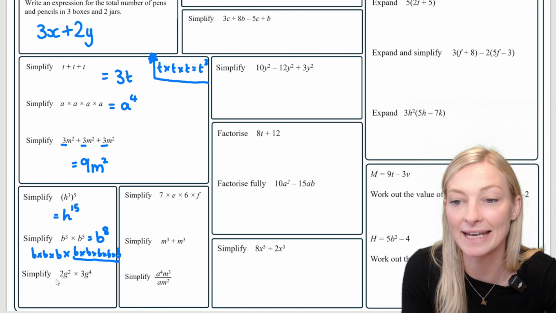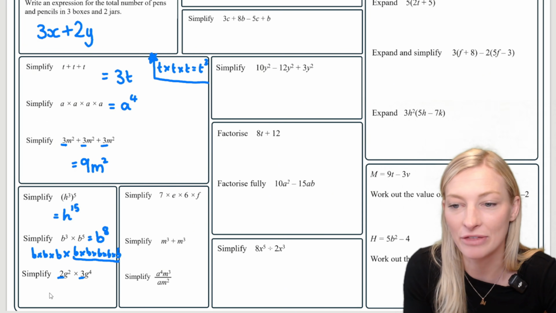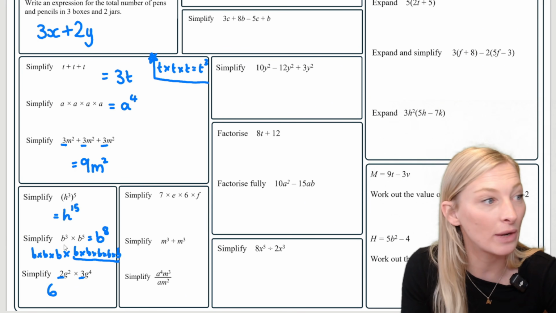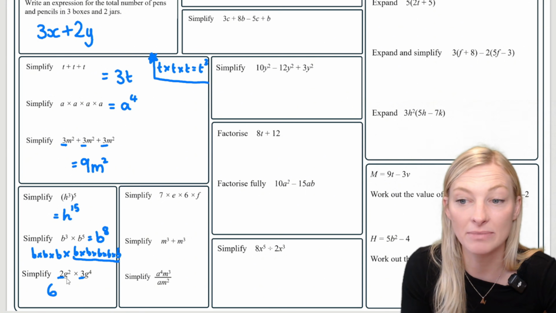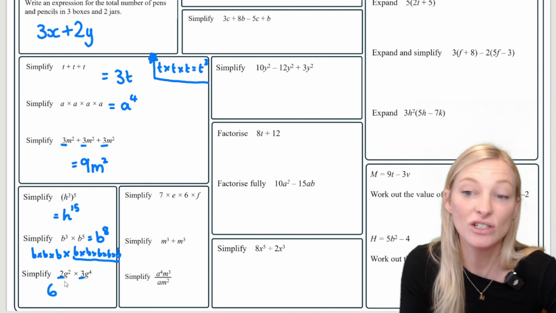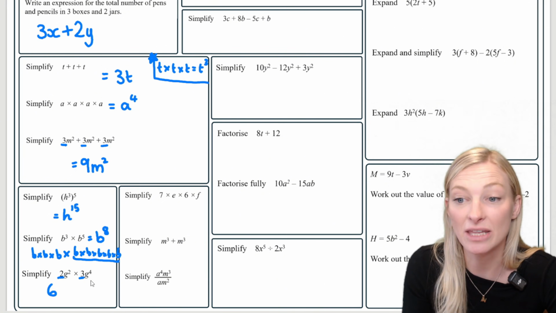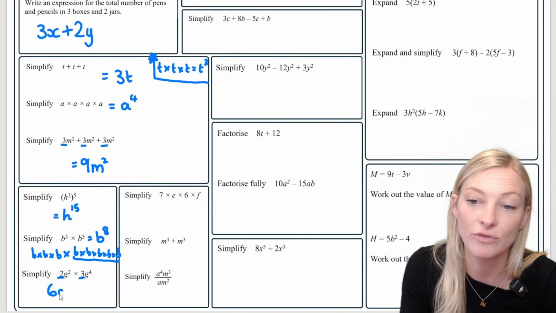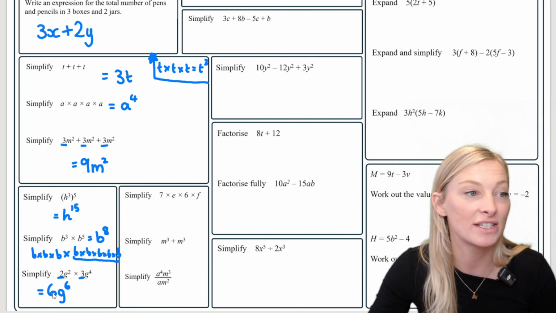Last one down here then, I can do 2 multiplied by 3, which is 6. And then g squared multiplied by g to the power of 4 is a little bit like we had here. If we are multiplying them together, g squared means g times g, and then g to the power of 4 is g times g times g times g. So altogether, I've got g to the power of 6, and that is going to be your answer there.